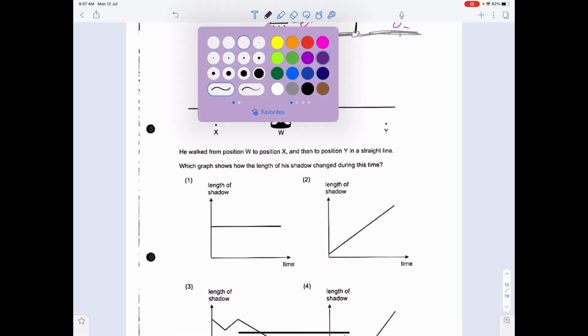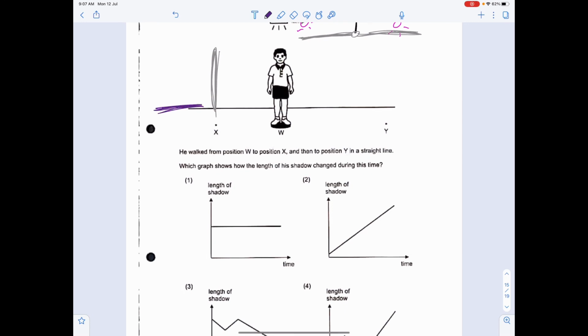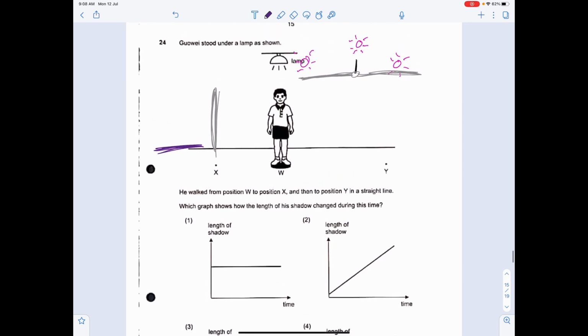So I'm going to use a color to show you, maybe increase by so much. Then after that, he tells you that he walks from X all the way back to Y. So as he goes nearer towards the light source, he is going back to the position whereby it's directly under the sun. So his shadow should start to decrease again, grow shorter. Then after that, they say he walked past W and proceeded to Y. So because of that, his shadow is now further again.